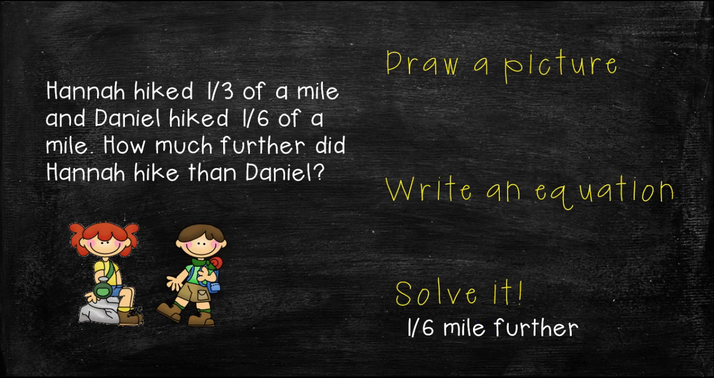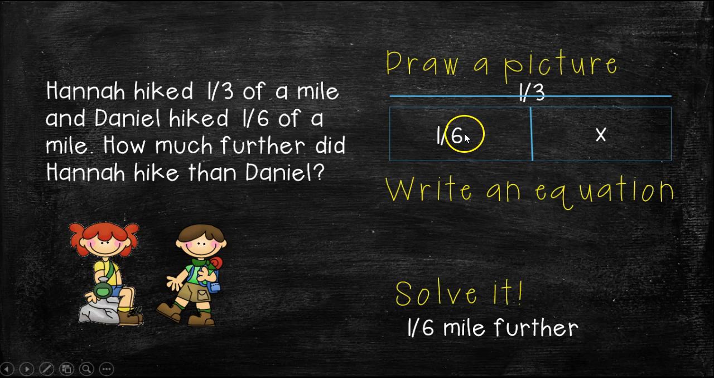Was your answer 1/6 of a mile further? Well, let me show you how I got it. First of all, the bar diagram I would draw would look similar to this. The reason that we have 1/6 here and x here is because x is our unknown. We know that Hannah hiked 1/3 of a mile, but Daniel only hiked 1/6. So we know this is going to be a subtraction problem, so that's why it's drawn this way. We have our total amount here minus 1/6 equals x.